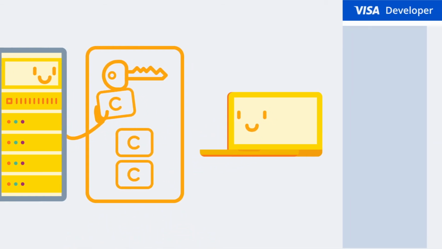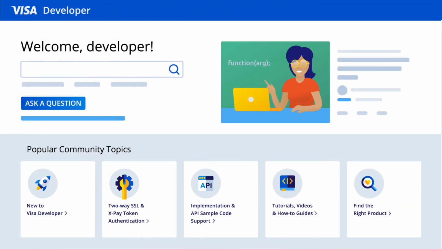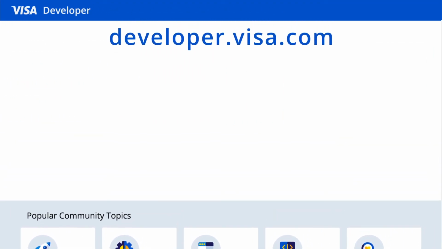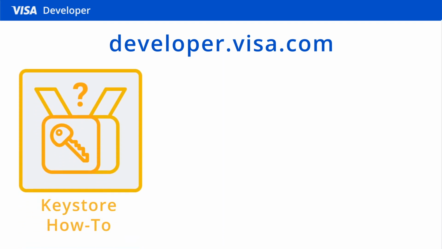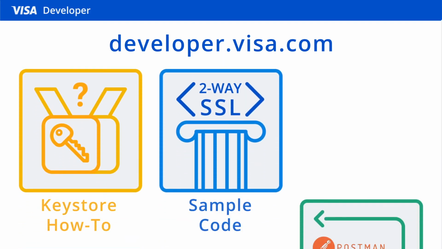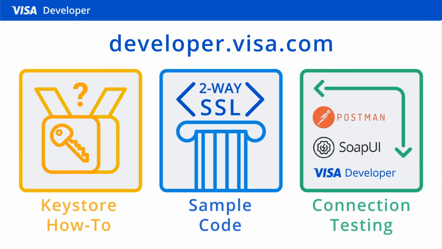You can find documentation on mutual authentication on Visa Developer Center at developer.visa.com, including how to configure a two-way SSL key store, sample code for two-way SSL, and testing connectivity using Postman, SoapUI, and Visa Developer Center Playground.